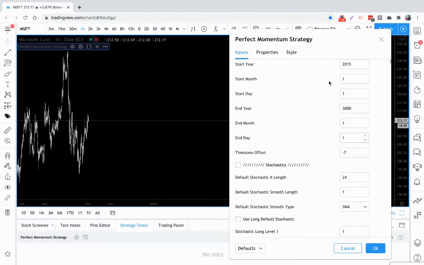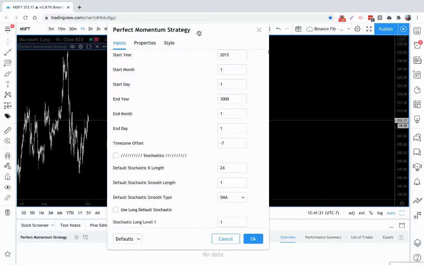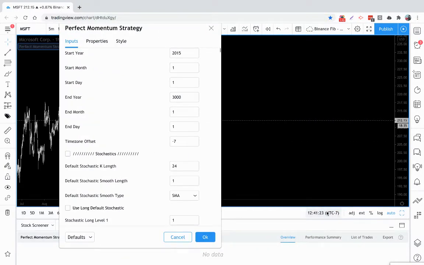You can also have a time zone offset to sync up the exchange with your chart. So your time zone's right here. I'm in a UTC -7, so I put a -7 here, but you can adjust that to whatever you like.